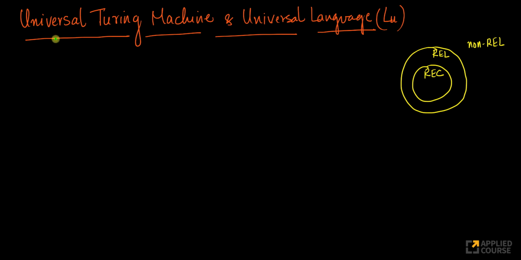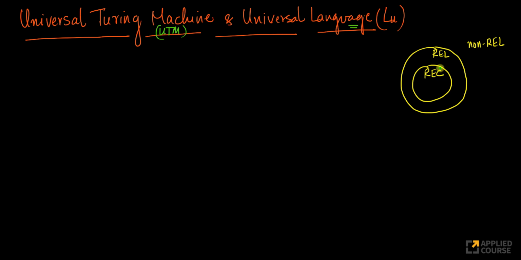Now we'll learn of a special type of Turing machine called the universal Turing machine. I will use UTM for universal Turing machine. We'll understand what UTM is, and corresponding to this universal Turing machine, there is a language called the universal language. We will use LU to represent the universal language, right? So you might wonder, why are we learning all of this?